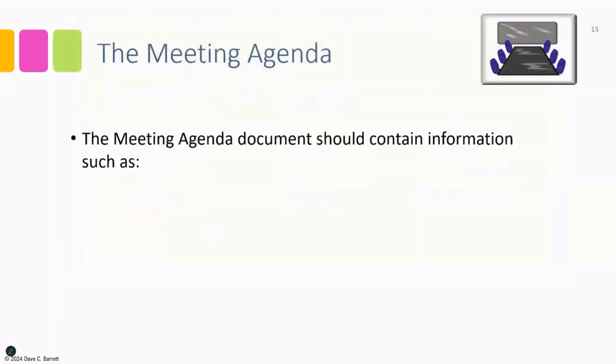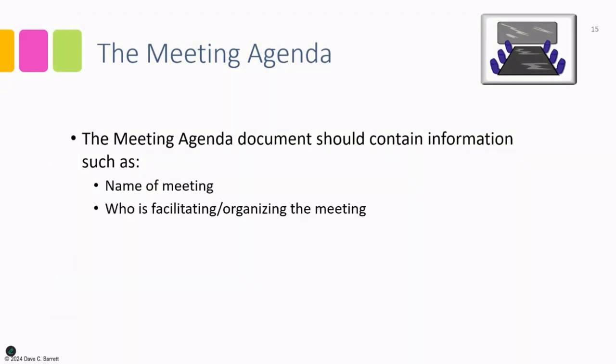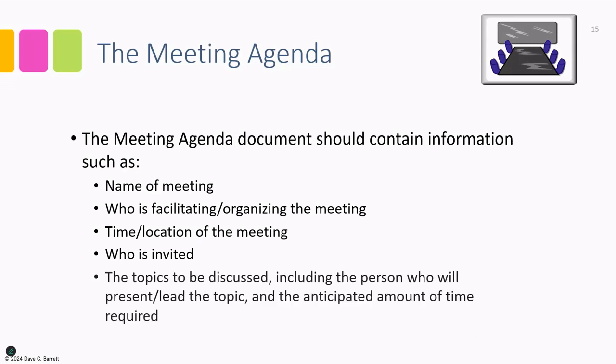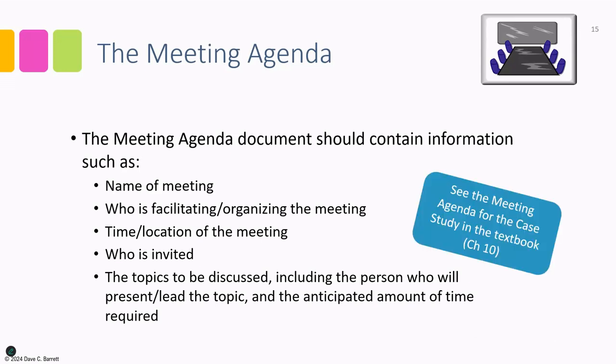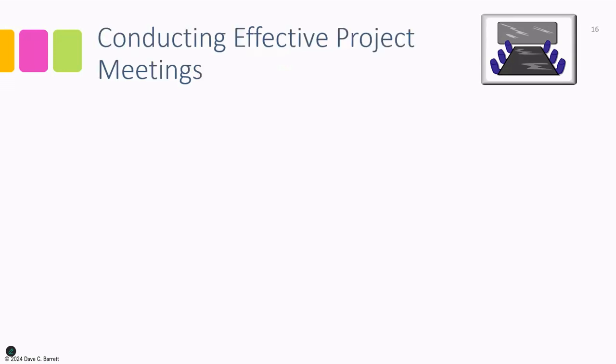So the meeting agenda document should contain the following information: the name of the meeting, who is facilitating or organizing the meeting, the time and location so that people know where and when to go, who is invited so that everybody knows who's going to be part of this, and the topics to be discussed, including the person who will present, lead the topic, and the anticipated amount of time required. So this gives the invitees a good idea of what's going to go on at this meeting. You can see the meeting agenda for the case study in the textbook, chapter 10.